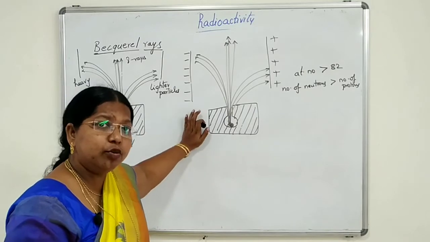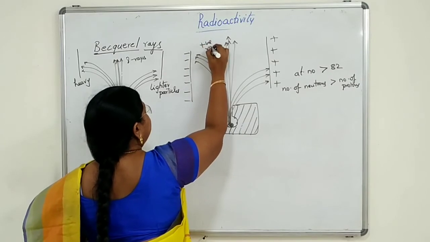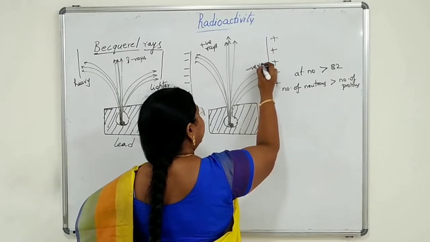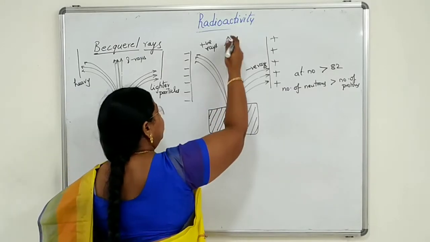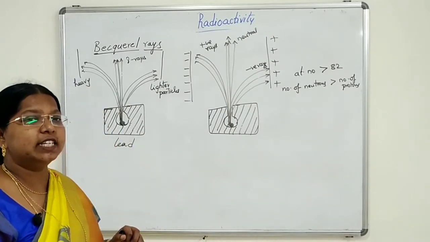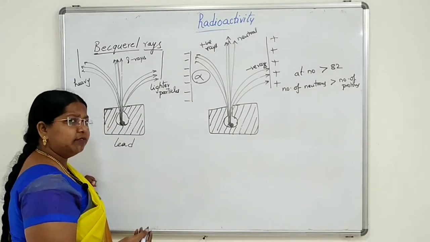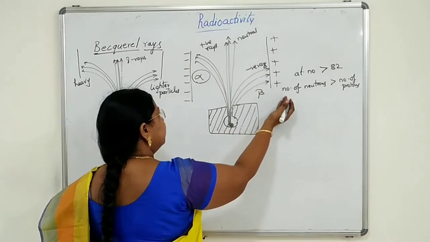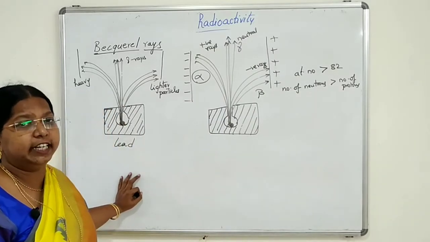The rays deflected towards the negative plate are called positive rays. The rays deflected towards the positive plate are called negative rays. The undeflected rays are neutral, with no charge. These positive rays were later named alpha particles or alpha radiation, the negative rays deflected towards the positive plate are called beta radiations, and the neutral rays are called gamma radiations.